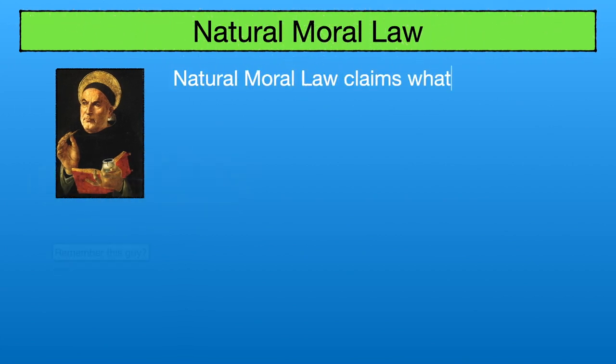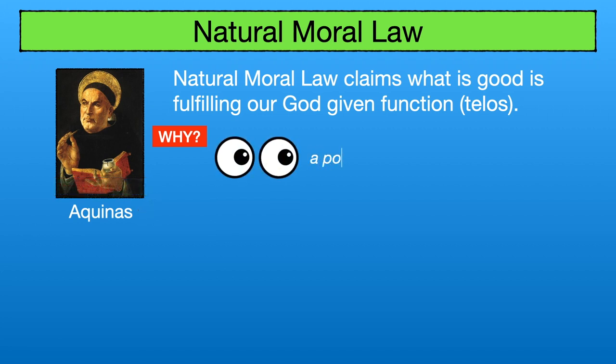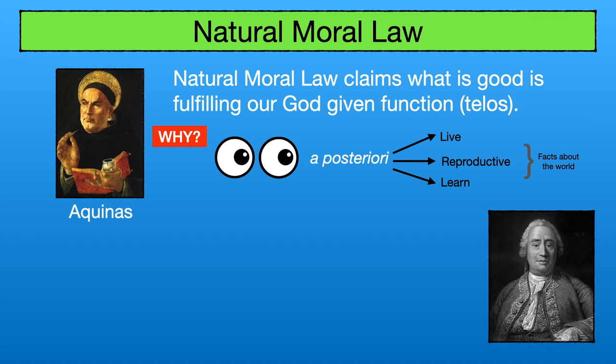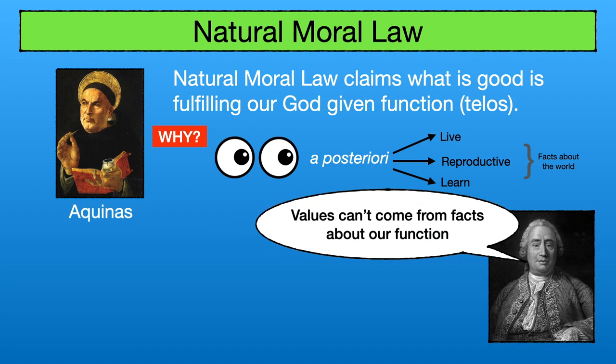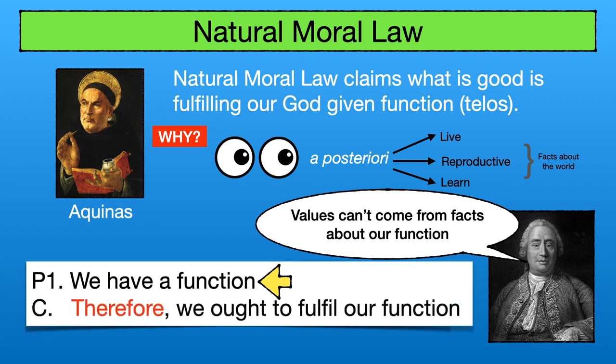Natural moral law claims that what is good is fulfilling our God-given function, or telos. Why? Because we can observe a posteriori that we have been designed to fulfill certain functions, like to live, reproduce, learn. Our function is a fact about the world. However, Hume states we cannot base values such as reproducing is morally good on the fact that we have a function to reproduce. Just because it is the case that we have a particular function, and this is debatable, does not mean we ought to fulfill it. This again is a logical jump that is without justification.